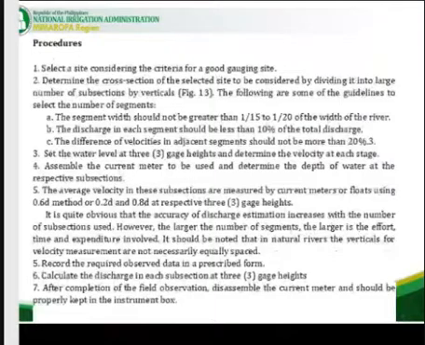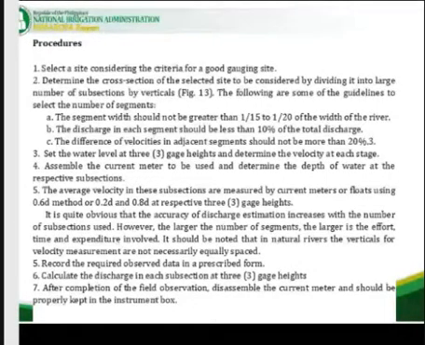Okay, procedures. First, select a site considering the criteria of a good gauging site. Second, determine the cross-section of the selected site by dividing it into a large number of subsections by verticals. The following are some of the guidelines to select the number of segments. A. The segment width should not be greater than 1 over 15 to 1 over 20 of the width of the river. B. The discharge in each segment should be less than 10% of the total discharge. And C. The difference of velocities in adjacent segments should not be more than 20%.